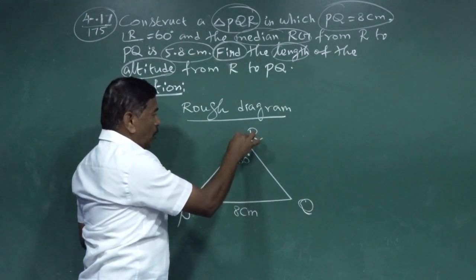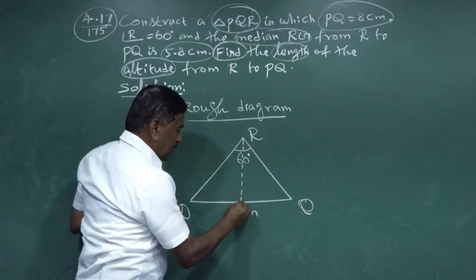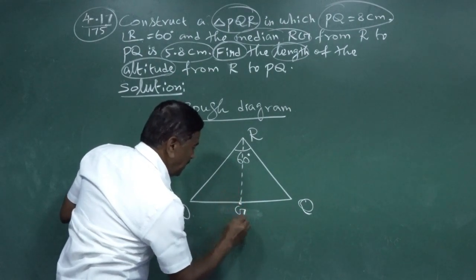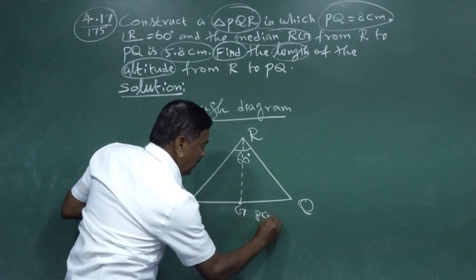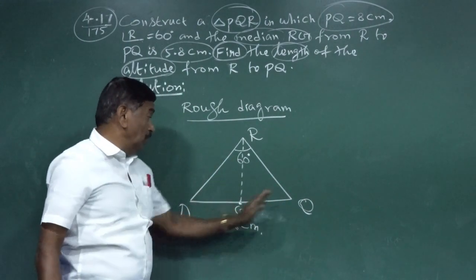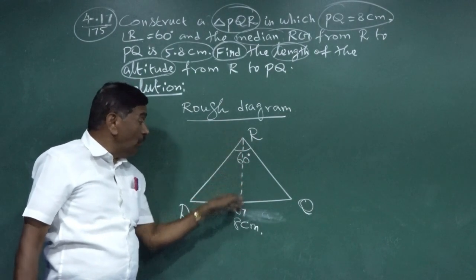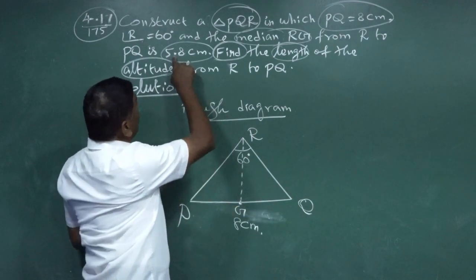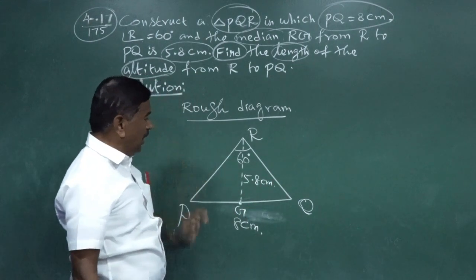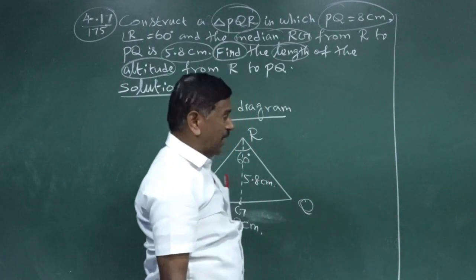Suppose the foot of the median is G. PQ equal to 8 centimeter, that's no problem. The median RG from R to PQ is 5.8 centimeter. Okay, rough diagram ready. Now, we want to move to the fair diagram.